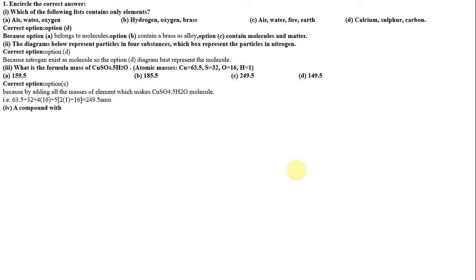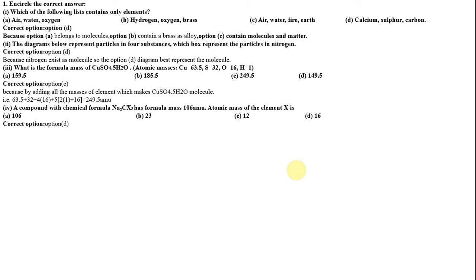Now, question 4. A compound with chemical formula Na2CX3 has a formula mass 106 AMU. Atomic mass of the element X is, हमें जो है वो फॉर्मूला मास दिया हुआ है 106 AMU और हमने एटॉमिक मास निकालना है एलिमेंट X का. ऑप्शन ए है 106, बी है 23, सी है 12 और डी है 16. तो करेक्ट ऑप्शन क्या है?